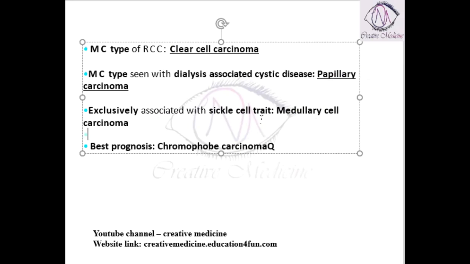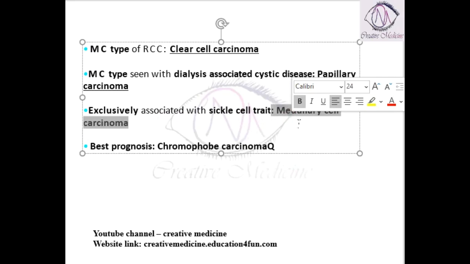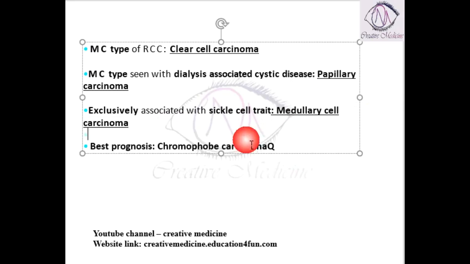What is exclusively associated with sickle cell trait? Medullary cell carcinoma is associated with sickle cell trait. Best prognosis: which disease has the best prognosis? Chromophobe carcinoma has the best prognosis.